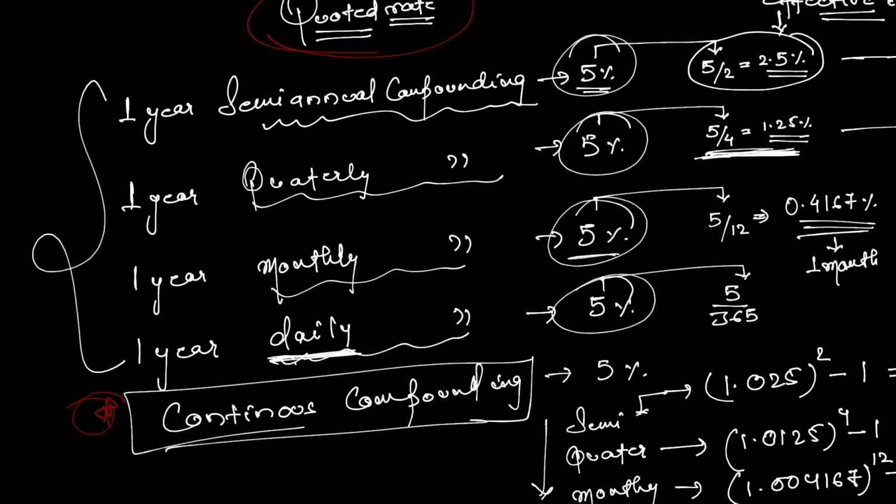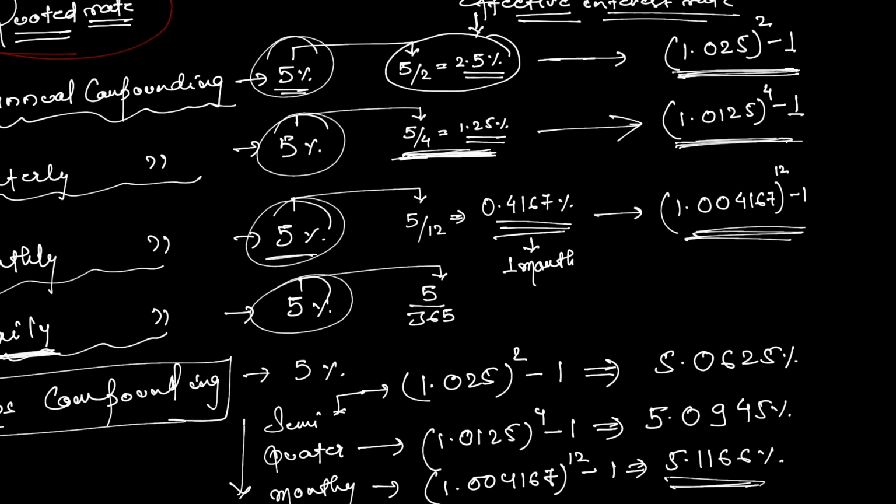that is 5 by 4 if the 5% is the quoted rate. Similarly, if it is monthly compounded, then 1 month effective rate is hidden and you have to divide by 12. And if it is daily, then daily effective rate is hidden and you have to divide by 365. Okay, once you have the effective interest rate, you can play with power to move from effective of one tenure to effective of another tenure.